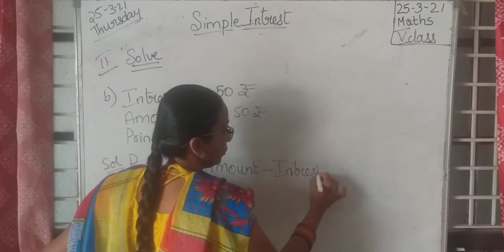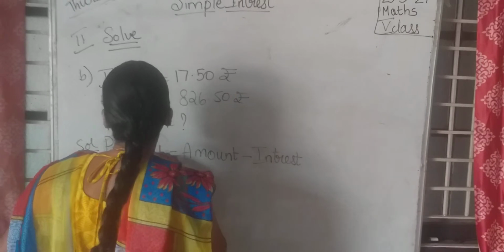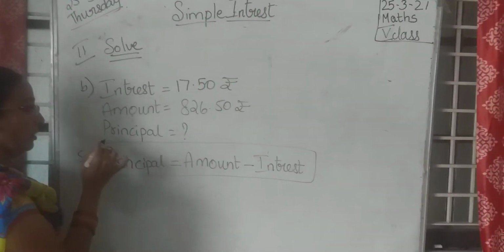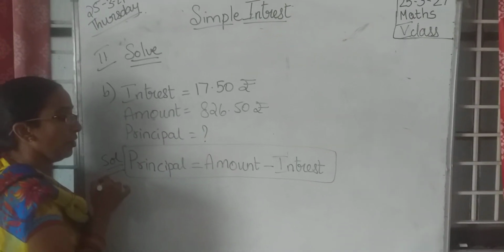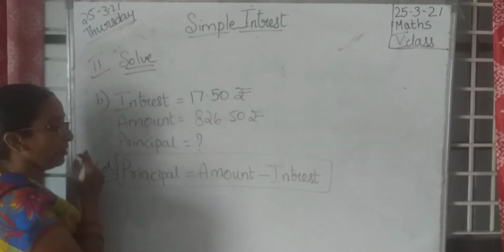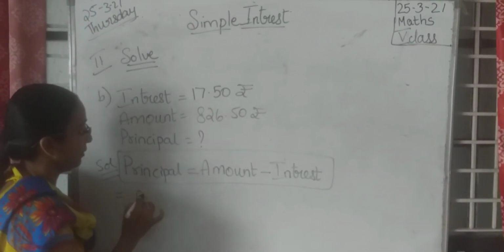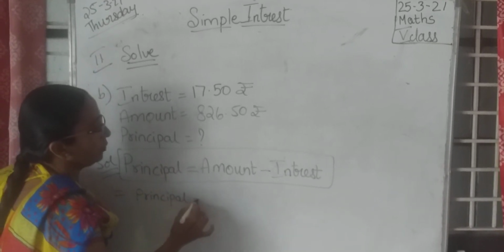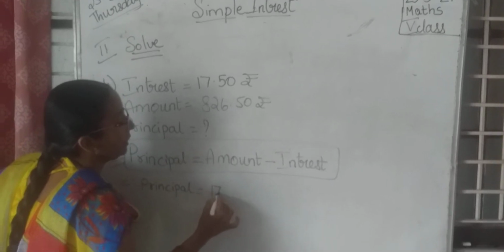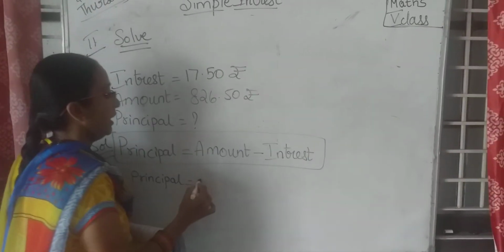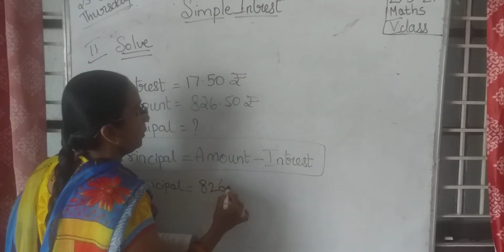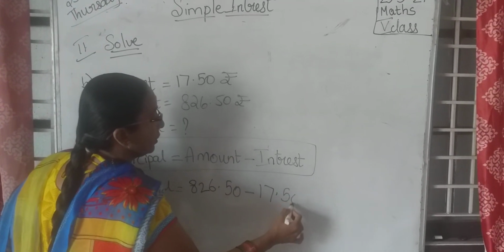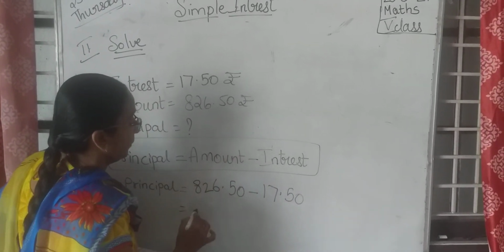Principal is equal to amount minus interest. You are going to underline this. Okay, children? Now, principal is equal to, what is the amount, children? Amount is 826.50 minus 17.50. Come on, do this.